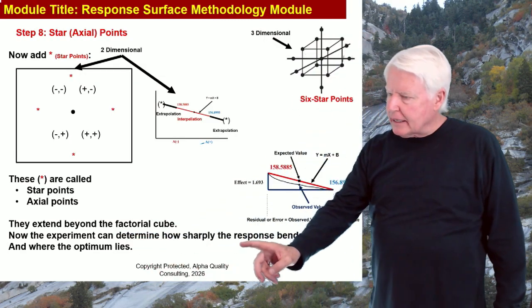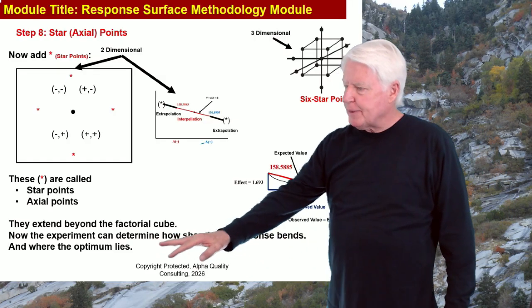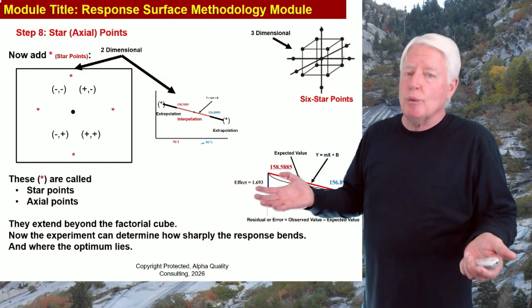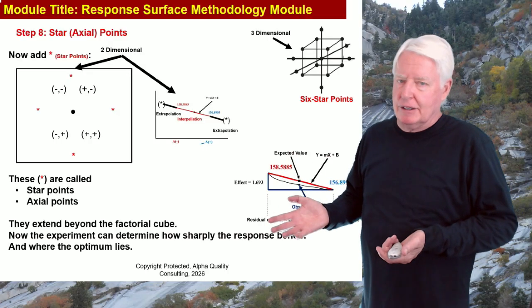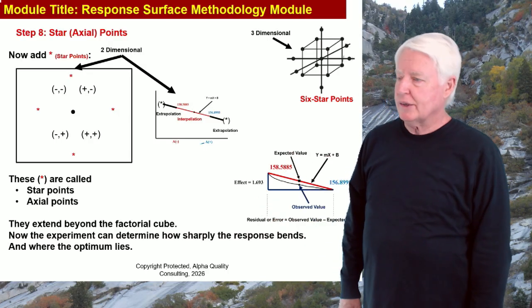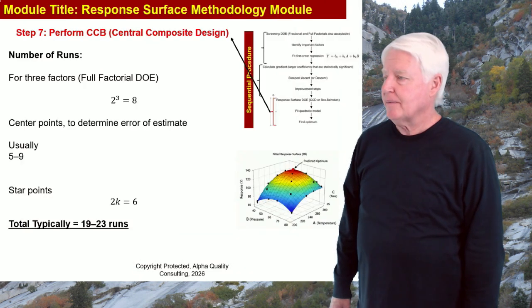Now the experiment can determine how sharply the response bends and where the optimum lies. It's pretty basic, but that's how it works. And once we figure out that curvature, we're pretty much there in figuring out where the optimum settings for a given machine are.